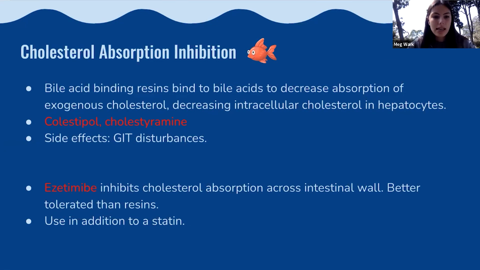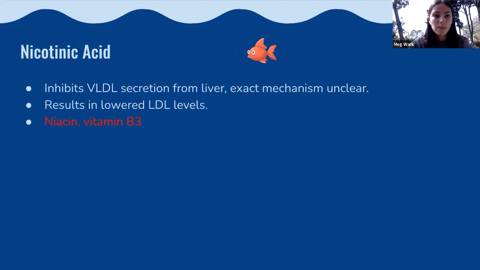The other one is ezetimibe. This inhibits cholesterol absorption across the intestinal wall, and it's generally better tolerated than resin, so less side effects, and you might use this in addition to a statin.